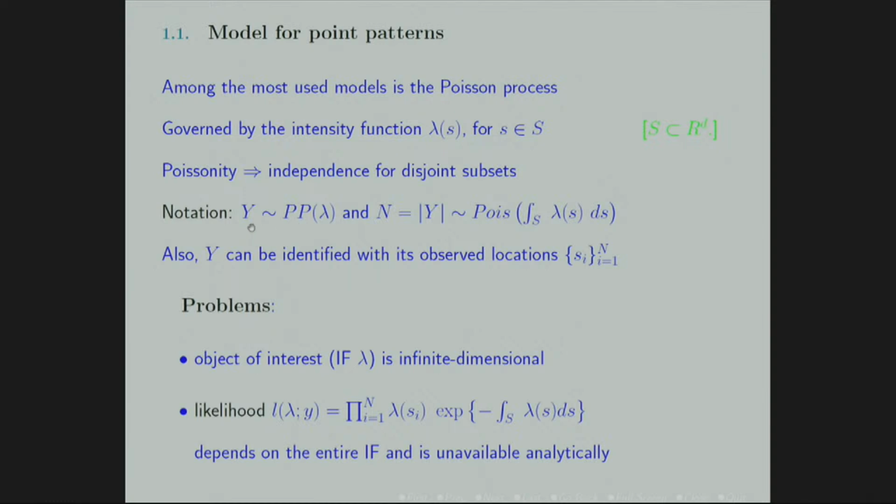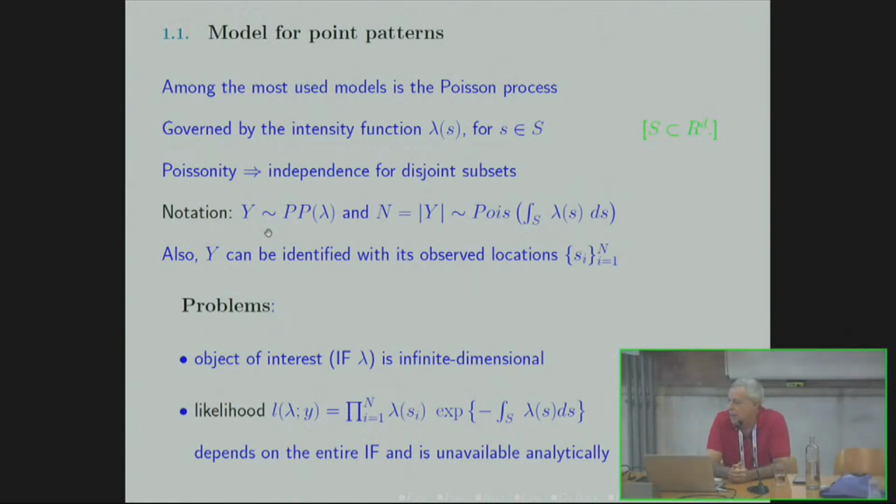For a point process, Y is the data, the collection of presences and absences in the area, in the whole space. And the number of points is also a random variable. It is a Poisson random variable, where the mean is the integrated intensity function, or this integral. Okay? And sometimes it's easier to identify the observed object, which is the entire process, with its observed locations, the presences of occurrences. There are a few problems here.